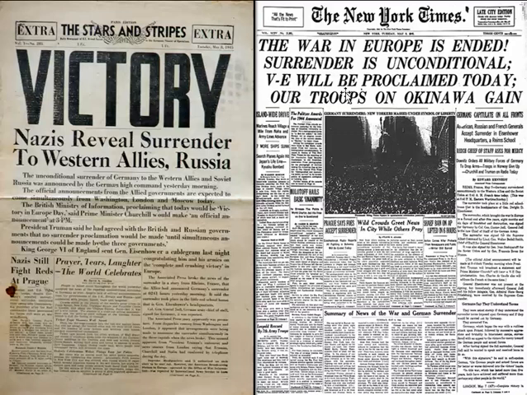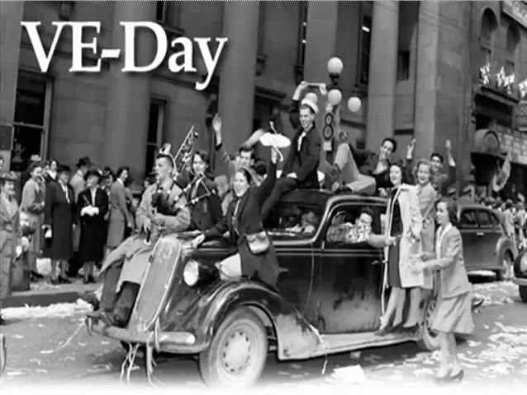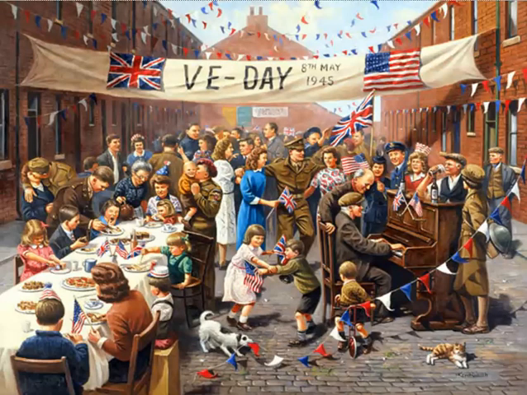So VE will be proclaimed today. Victory over Europe. Our troops. All right, there you go. Here's some pictures of the troops after the fall of Berlin. VE Day. Everybody was celebrating in the United States, all over Europe. And here's a painting of VE Day, May 8th, 1945.